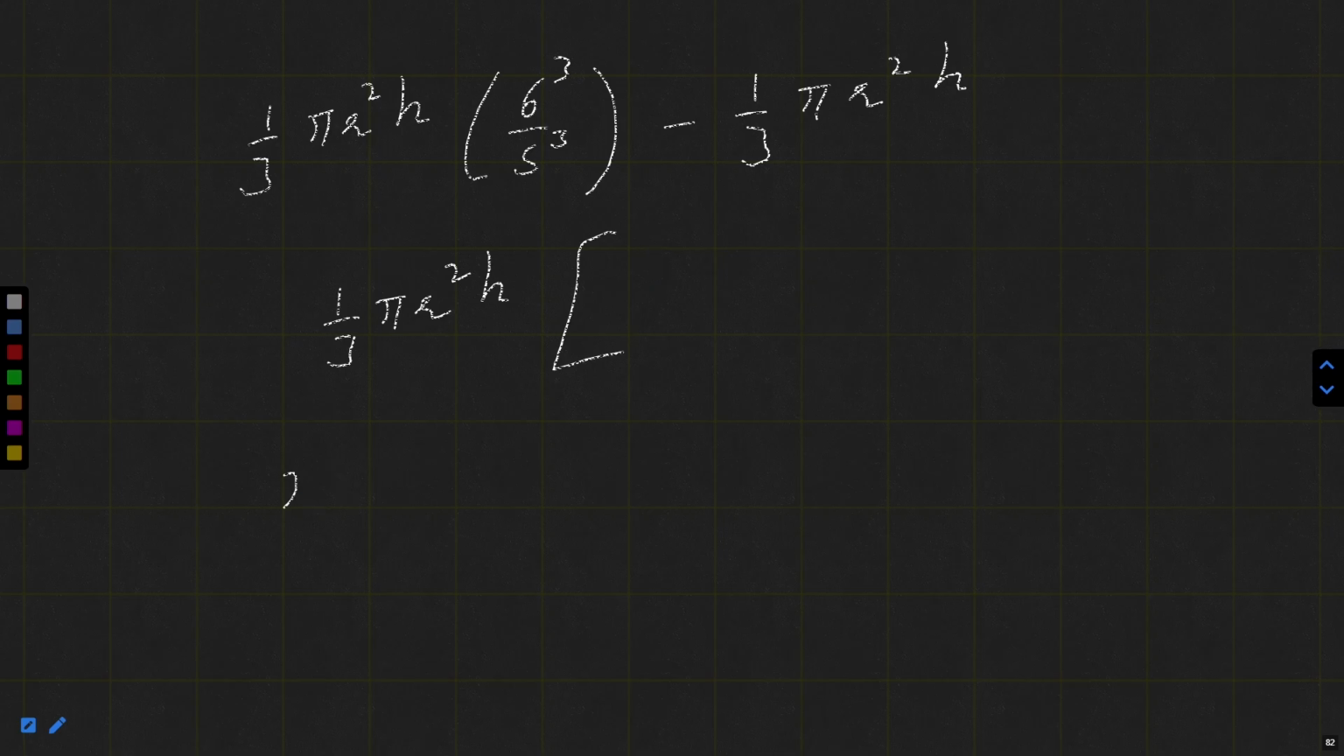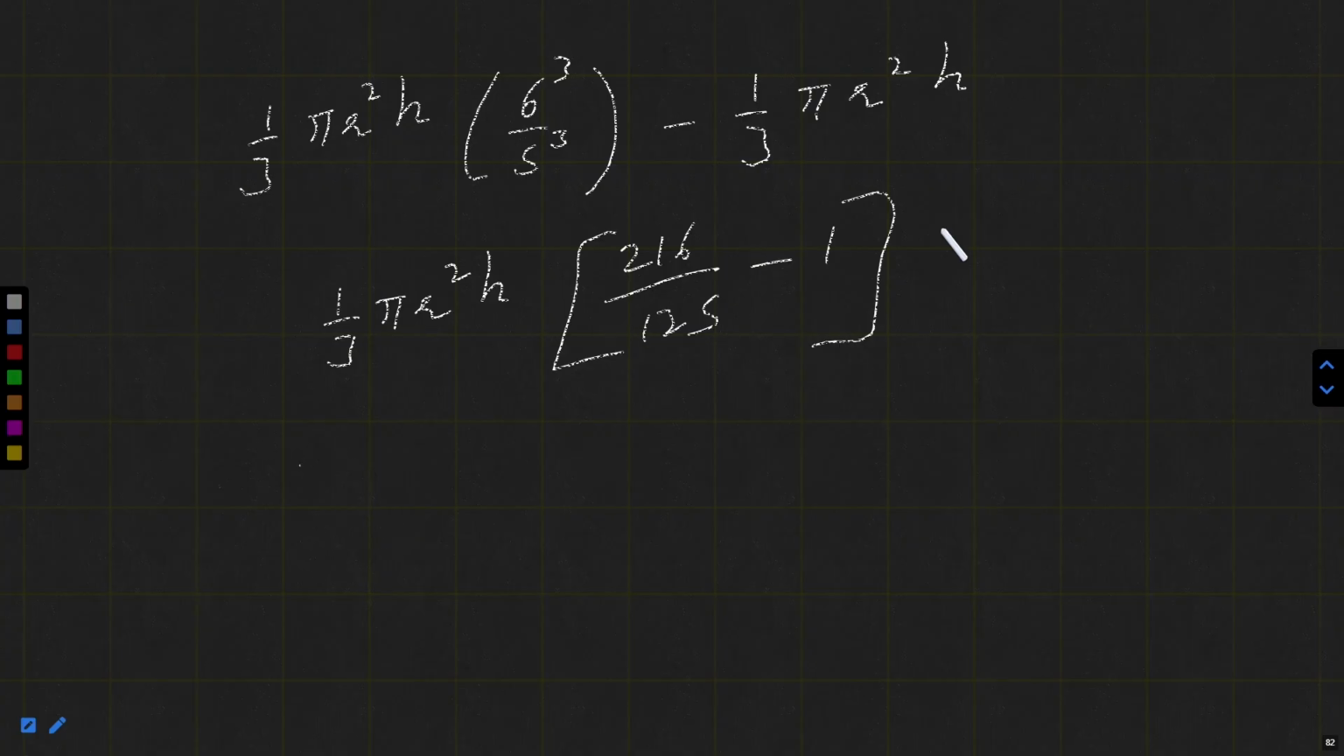6 cube is 216, I think. So let's see. 6 times 6 is 36, and 6 times 36 is 216. So yes, it is 216 by 5 cube. Let's see what is 5 cube. So 5 times 5 is 25. 25 times 5 is 125. Okay, so I hope this is clear.